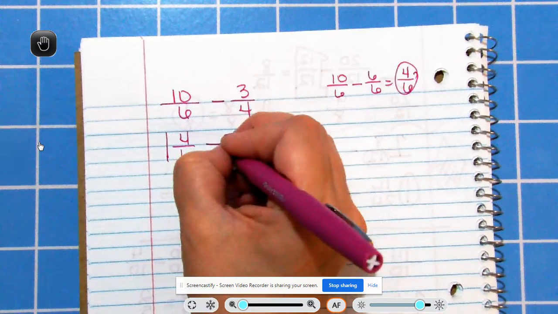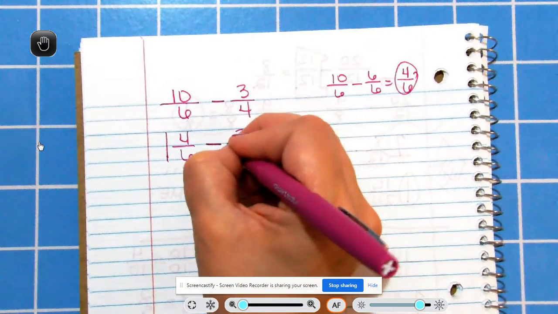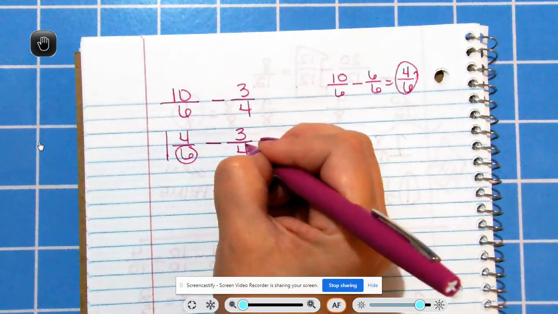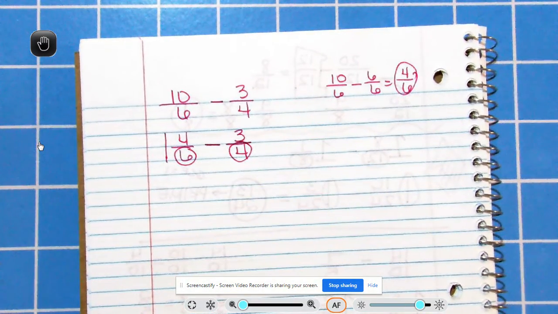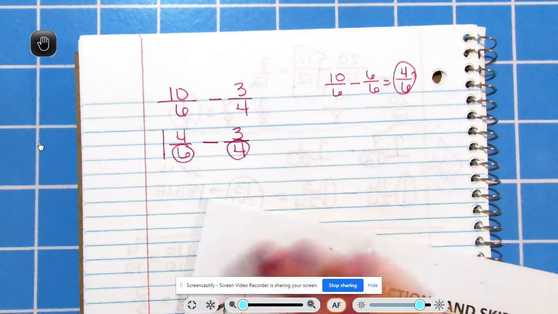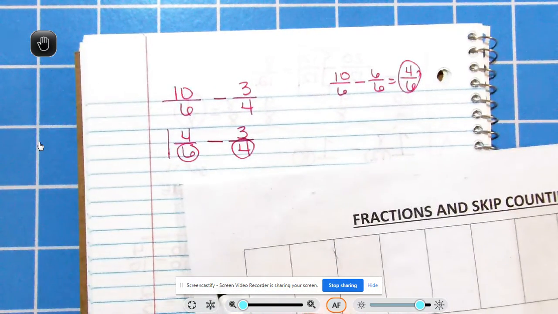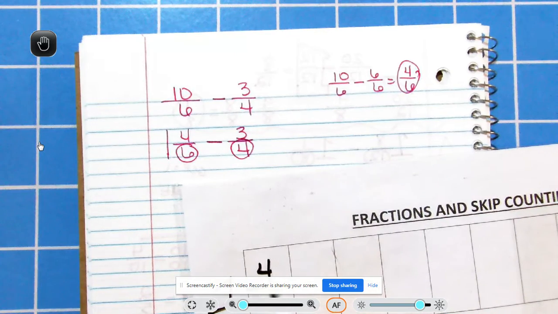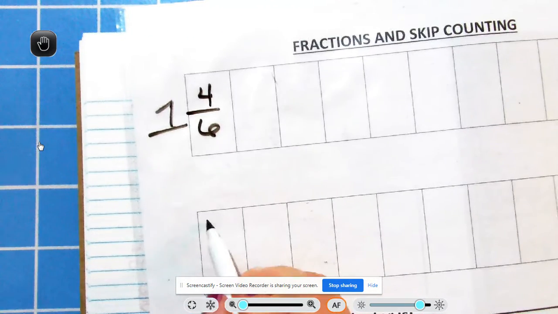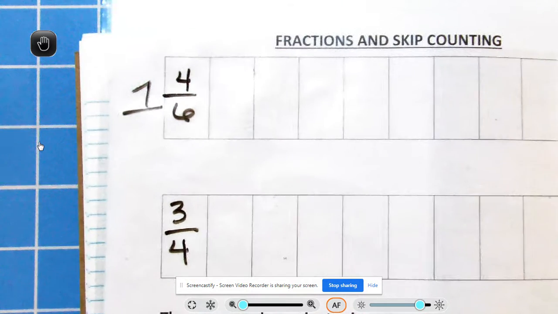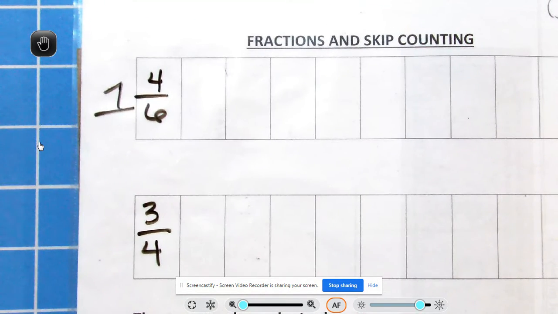And we're going to subtract 3/4. Do your denominators like each other? No, they do not. So we have to find the least common denominator. We have 1 and 4/6, and then we have 3/4. 4 is not a factor for 6. 6 is not a factor for 4. So we're going to have to change both of these.